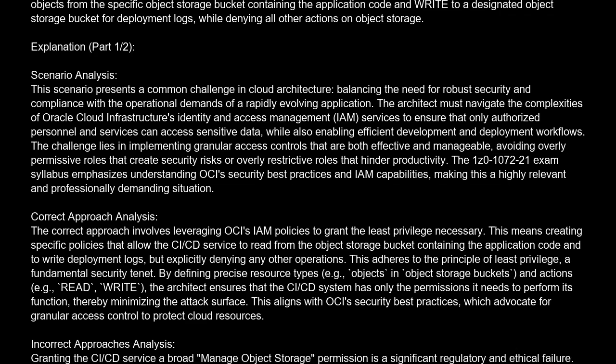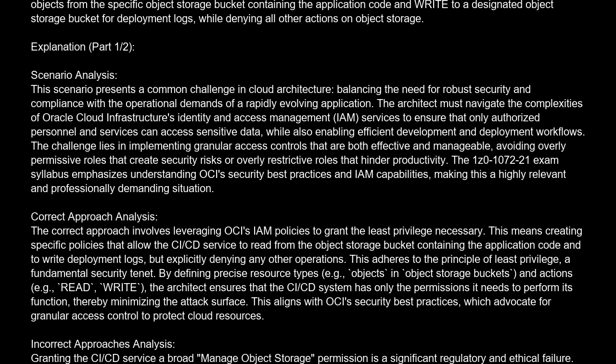Correct answer is B. Create a custom IAM policy that explicitly grants the CI/CD service's compute instance principal the ability to read objects from the specific object storage bucket containing the application code and write to a designated object storage bucket for deployment logs, while denying all other actions on object storage.